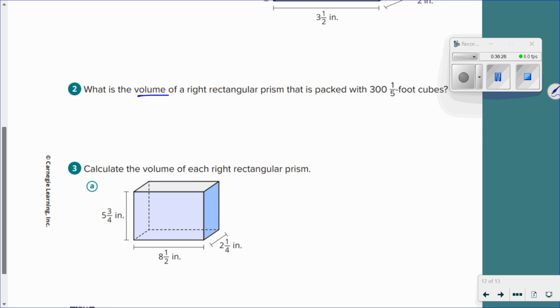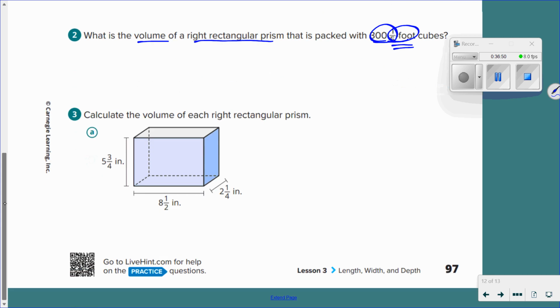What is the volume of a right rectangular prism that is packed with 300 1/5 foot cubes? So, key on that. You have to find the volume of a 1/5 foot cube. Then you're going to multiply that by 300. You guys should know how to find the volume of a 1/5 foot cube, right? 1/5 times 1/5 times 1/5. Okay, then you're going to multiply by 35. Don't forget to simplify.